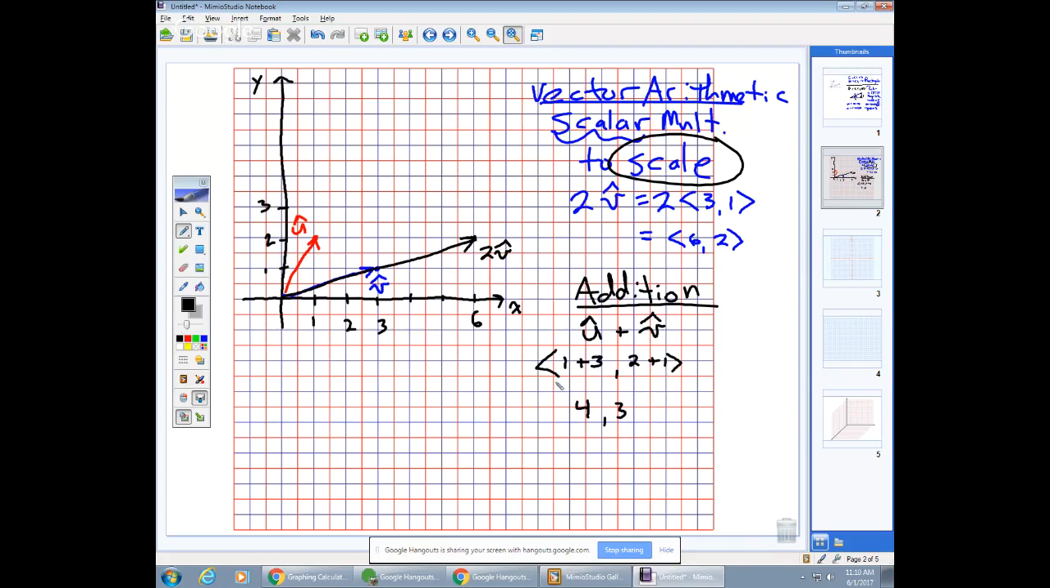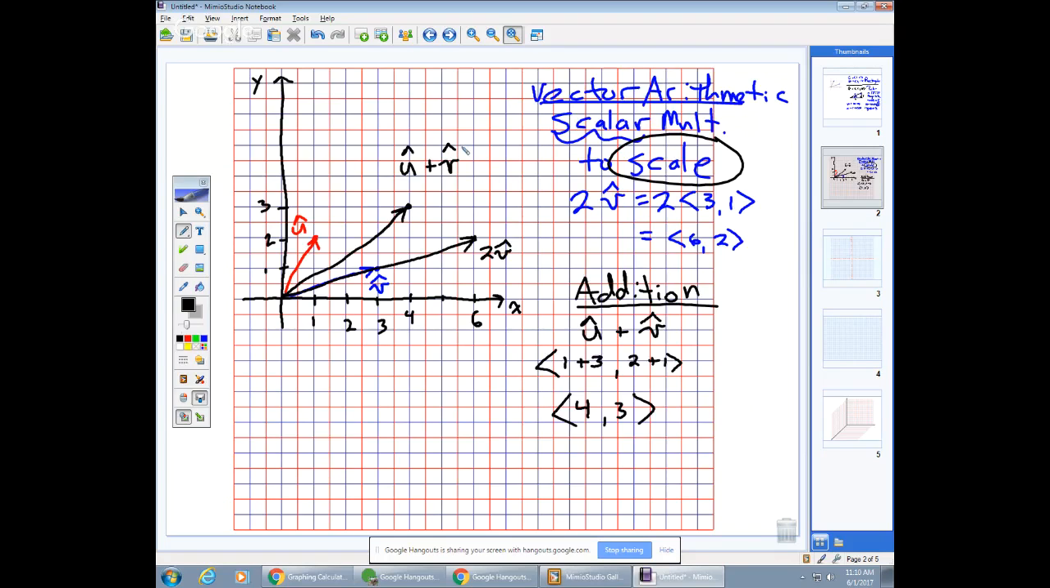I get that right? No, I think so. And let's find that vector on the screen here. Choose black for that one. So 4 is right here, 3 is right there. That's going to put me right here. So draw that one in. So that right here is the vector u plus v.